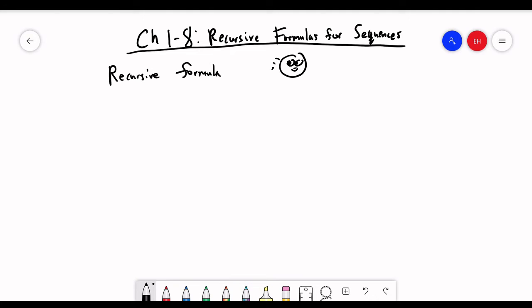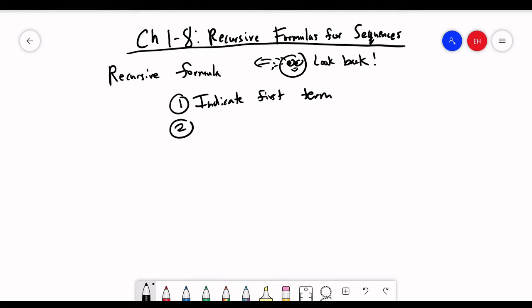The way I like to think of recursive is it comes from the word recur, which means to look back. So if you can think about this picture, it might help you remember how to use this formula for sequences. You want to basically write the pattern by looking back at the previous term.